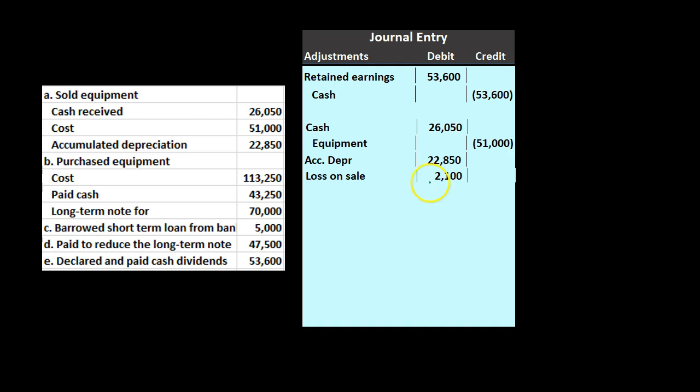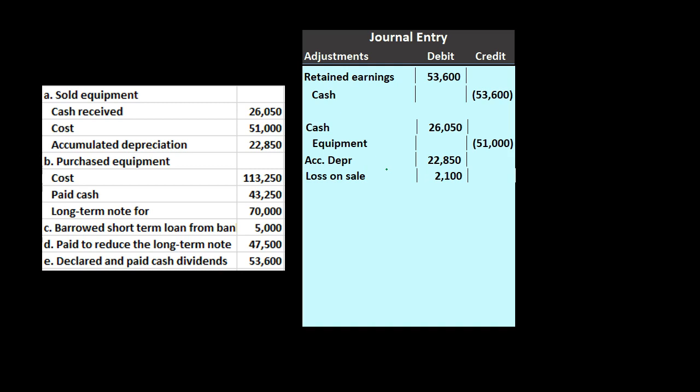So that's what we need to be in balance. That's the plug. So if we took this plus this minus this, we'd need $2,100 in order to remain in balance. So we know that this is going to be a loss. We can think of it a couple different ways. One, it's a debit, and that's kind of like an expense. Expenses are debit balance accounts. Therefore, it's probably a loss, not a gain. And two, if we looked at the book value, which would be the $51,000 minus the $22,850, that would be greater than the cash we got, and therefore it's a loss. So that's why we're going to name it a loss here.